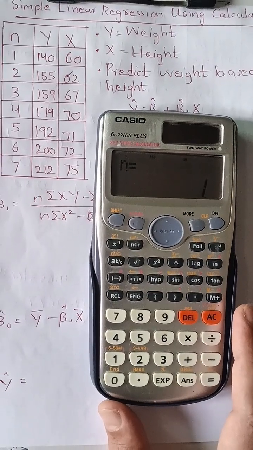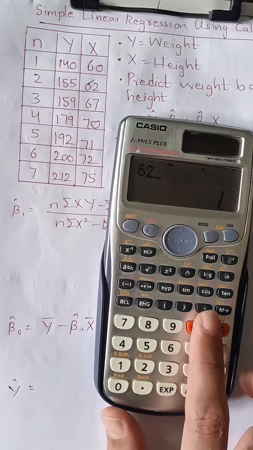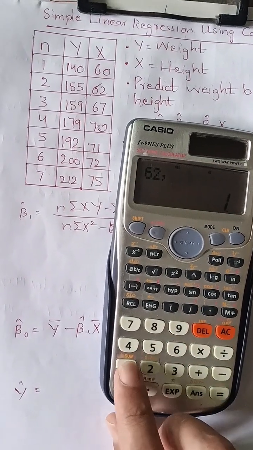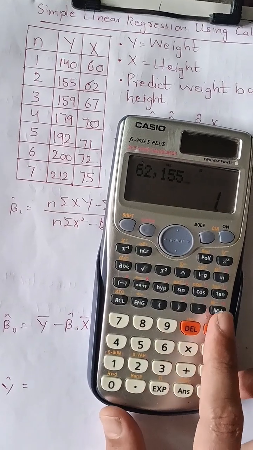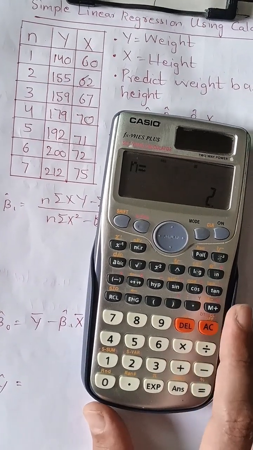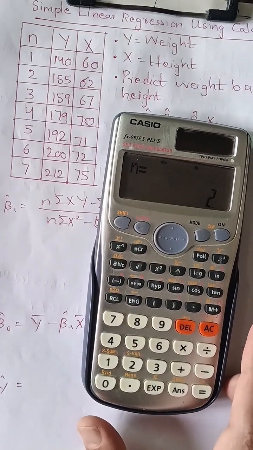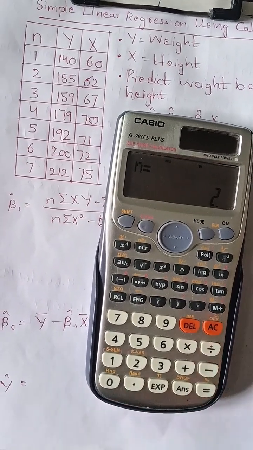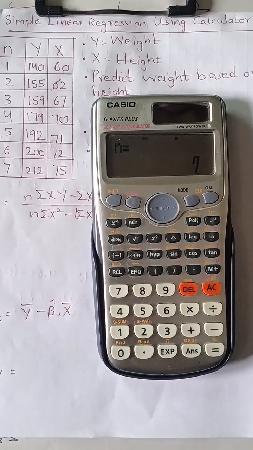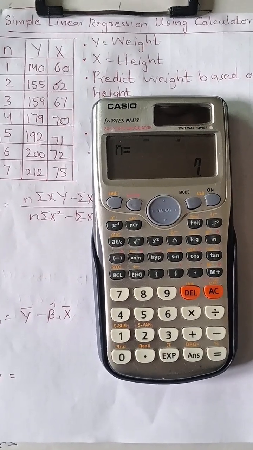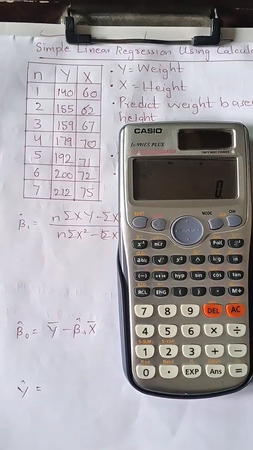Similarly, enter the second observations, which is 62 for x, then comma, then 155 for y. We need to save it, press M plus. So second observation has been saved. Do this for all 7 observations. Now I have entered all the 7 observations in the calculator. To save all these 7 observations we need to press AC button.